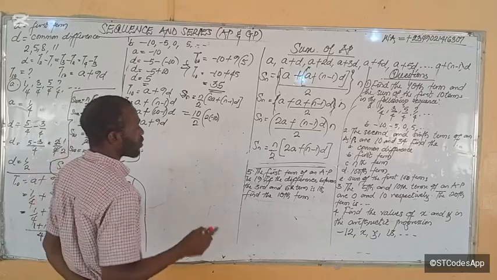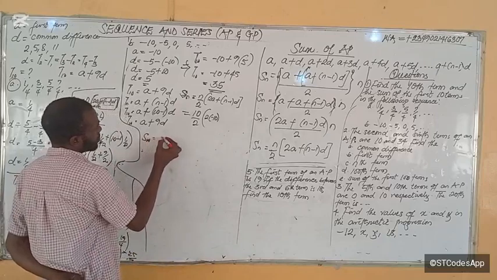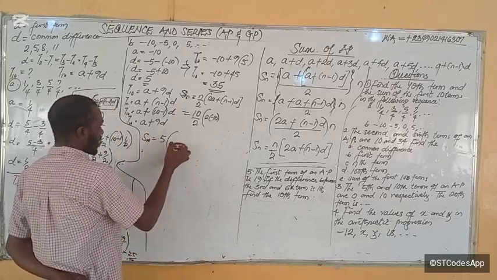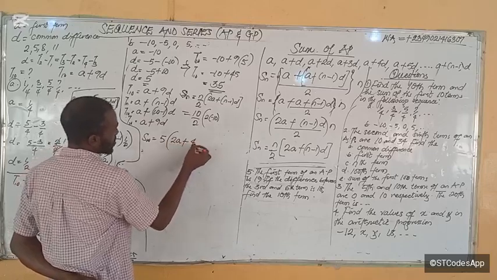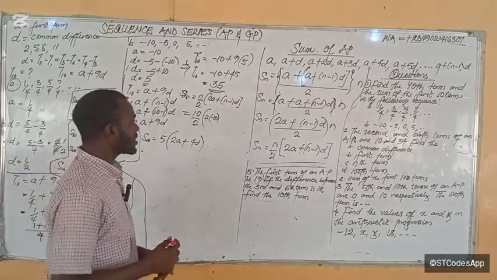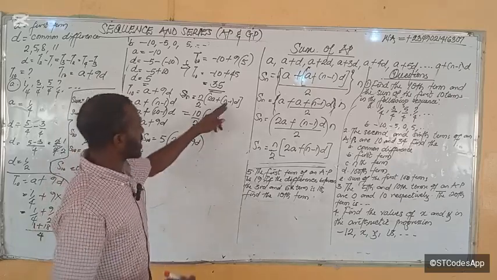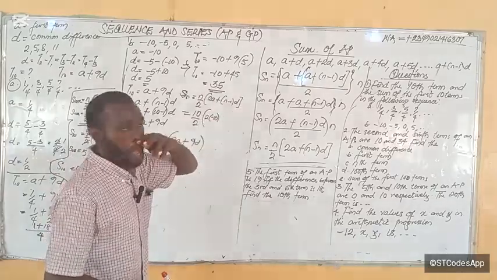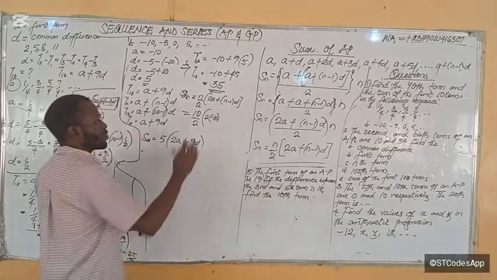When you are taught to find the sum of the first 10 terms, S10 will be equal to 5 into bracket 2a plus 9d. This will be the formula. Why? Because you can already substitute 10 into this equation already. So you can use this directly. Is that clear? But if you don't understand, you just solve like this.